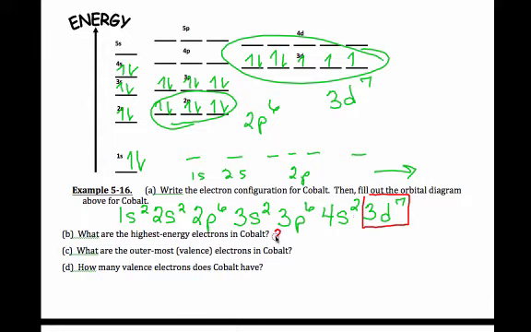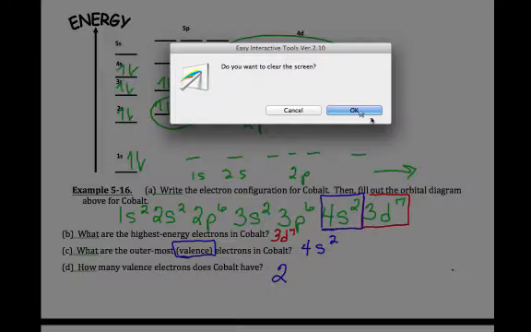So the 3d7 are the highest energy electrons. What are the outermost electrons? N stays true. Find your highest n value, which in this case is 4, and it's 4s2. And if there were p's, I would count them both, frankly. I'd count 4s2, 4p3 if that's what it was. Okay? So cobalt has 2 valence electrons. Okay, so that's basically what that means.